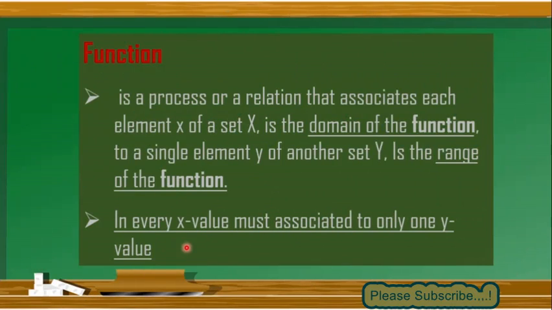What makes a relation a function? A function is a process or a relation that associates each element x of a set X, which is the domain of the function, to a single element y of another set Y, which is the range of the function. In other words, every x value must be associated to only one y value.